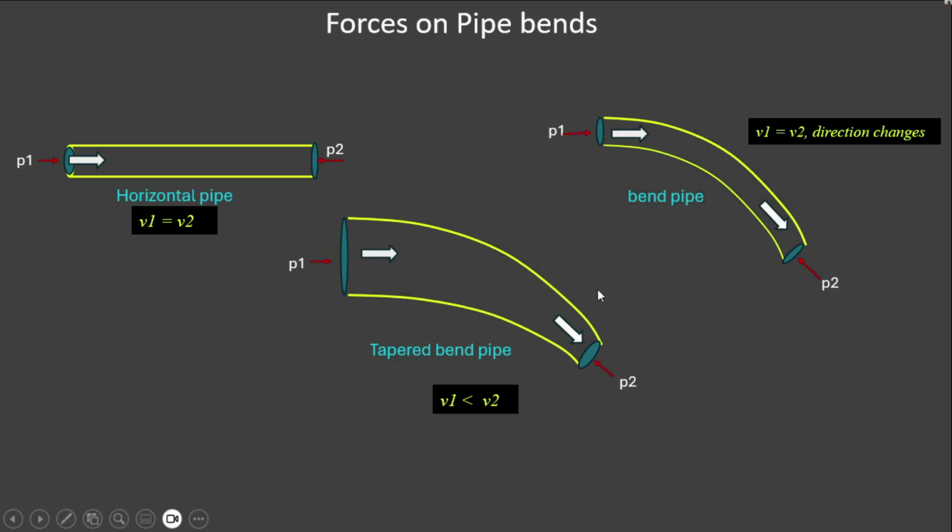In the case of a tapered pipe, since the cross-sectional area at section 2 is reduced, V2 is higher than V1. And the flow velocity also changes in direction. Here also the lines of action of the pressure forces are different. So there is an associated change of momentum.